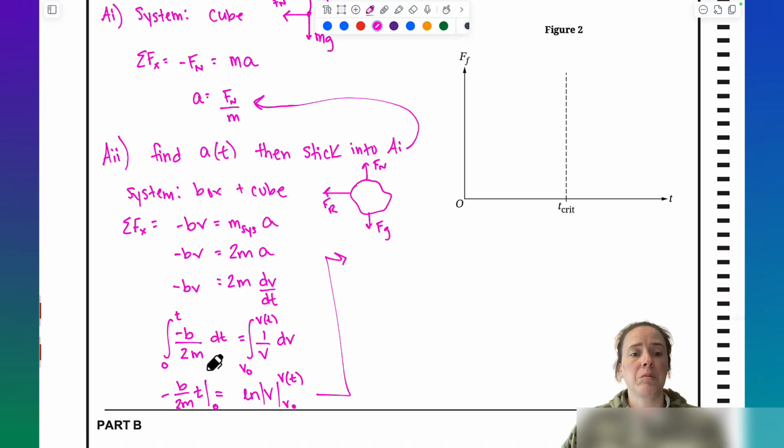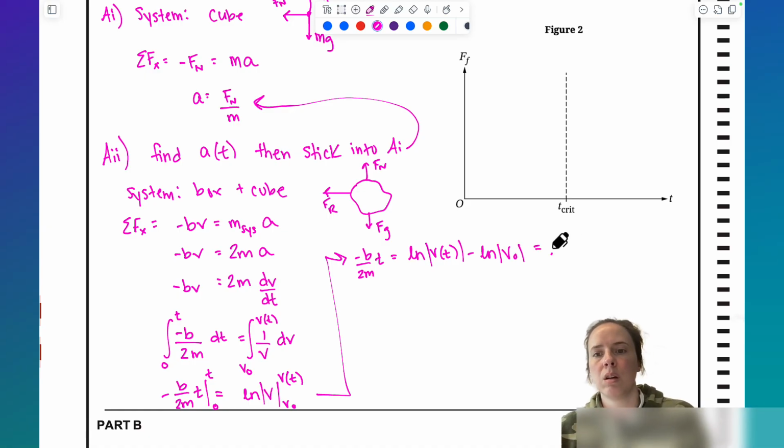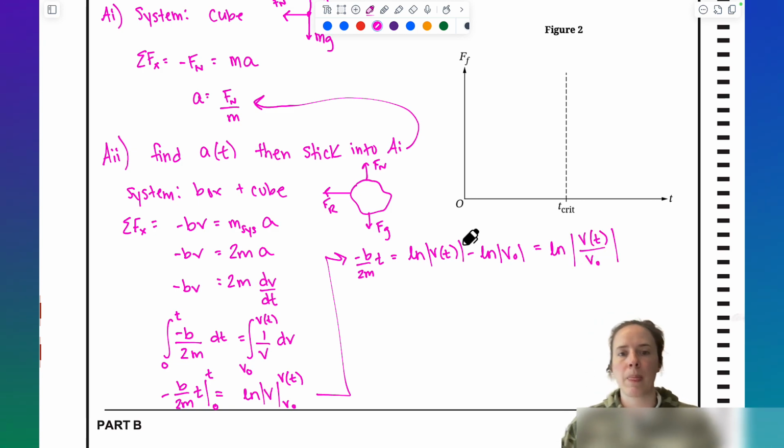We're going to evaluate u from 0 to t, my bad. So we get negative b over 2m times t. On the left side, we get the natural log of v of t minus the natural log of v naught. If you remember your log rules, I can slam them inside the same log by dividing them. To undo a natural log, I need to e both sides.